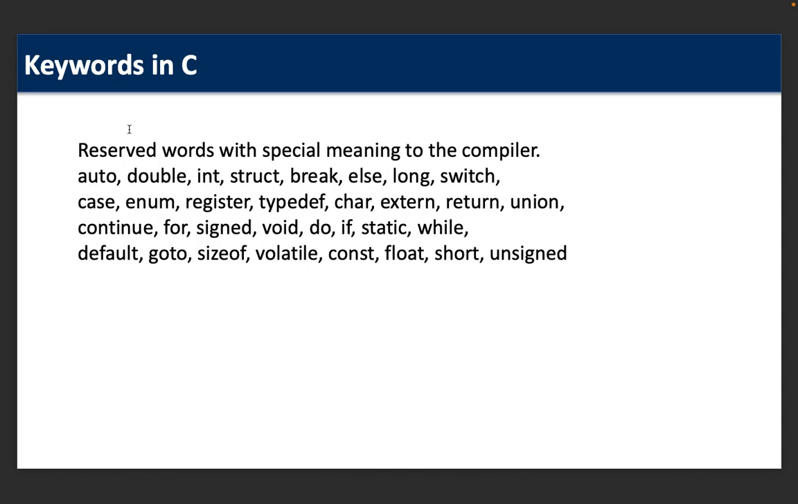The next topic is keywords in C. These are reserved words with a specific meaning in C programming. While assigning variables you have to be very precise, because there are certain keywords that are specifically for C. You can't use these keywords as a variable, like auto, double, int, struct, break, else. This kind of keyword you can't use as a variable.